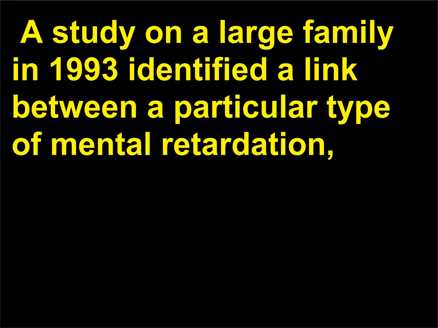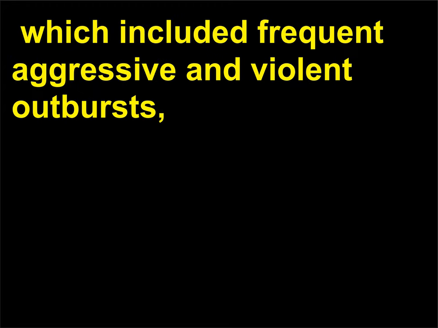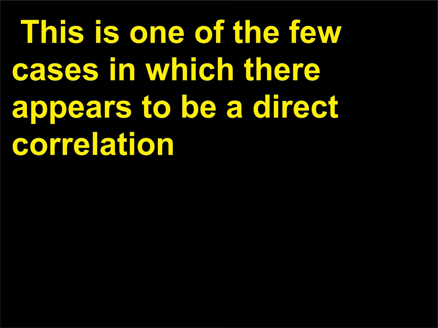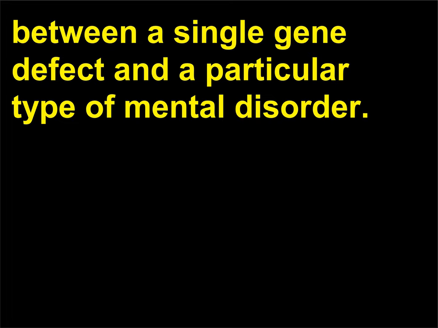A study on a large family in 1993 identified a link between a particular type of mental retardation, which included frequent aggressive and violent outbursts, with a region on the short arm of the X chromosome in some of the males. This is one of the few cases in which there appears to be a direct correlation between a single gene defect and a particular type of mental disorder.